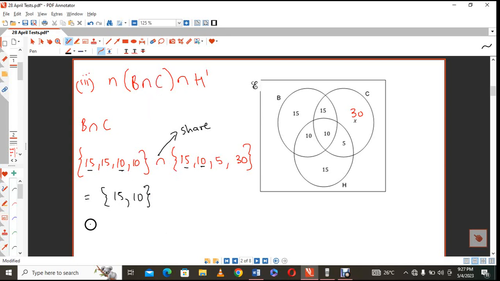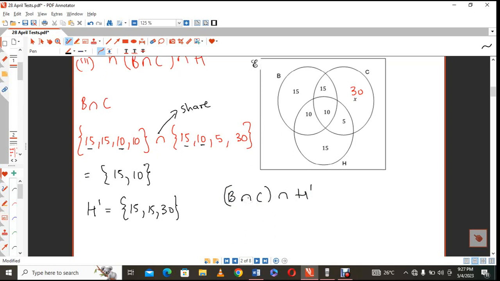I'm also going to find the complement of H, things that are not in H. It's very straightforward: 15, 15, not in H, as well as the 30. Now I can go ahead and say B intersection C intersection what is not in H. I'm going to get to the number of students, which means I'm going to add the number of students. From my work over here, that is 15 here, 15 here, 10 as well as 10.